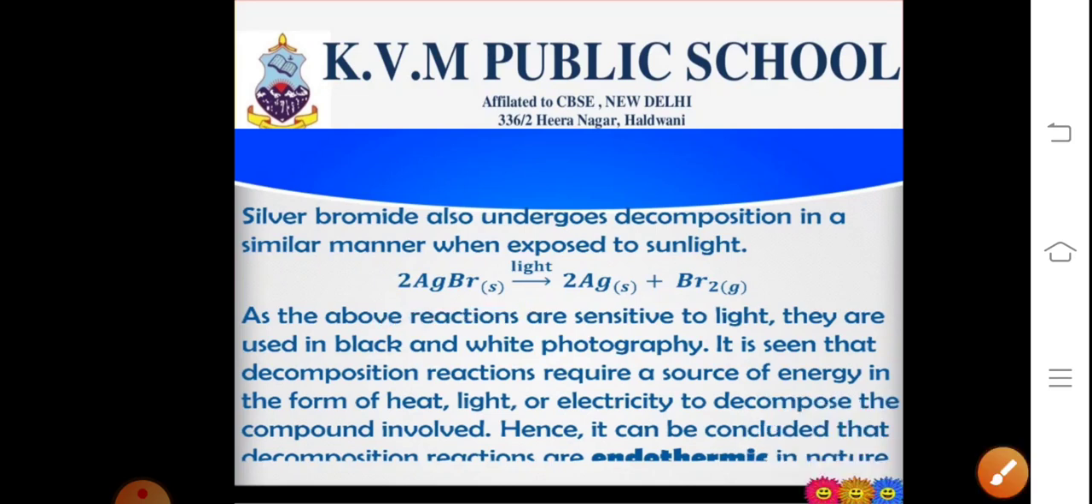So in this module, we had basically discussed two types of reaction: the combination reaction and the decomposition reaction. The other types of chemical reactions will be discussed in detail in the next module.